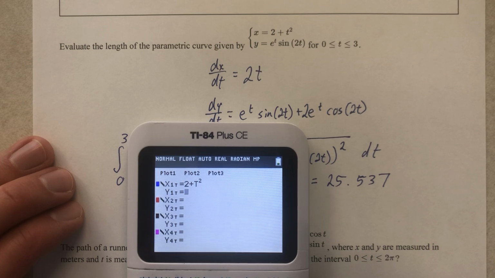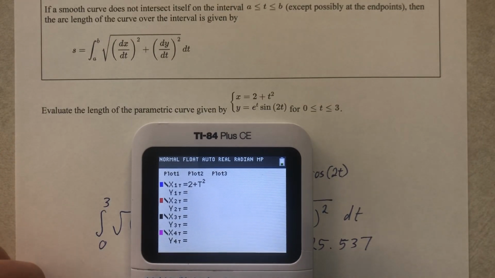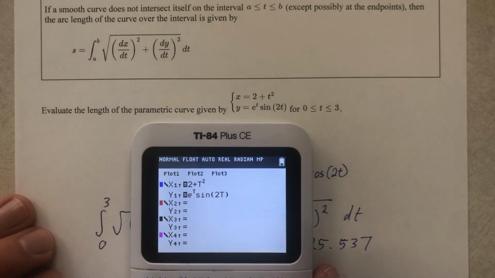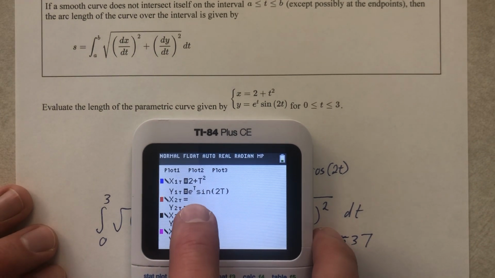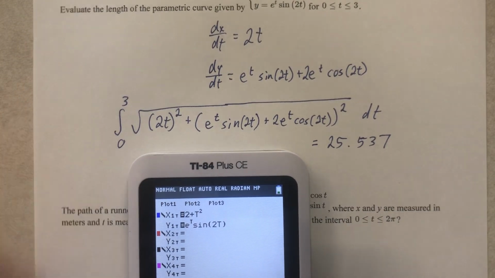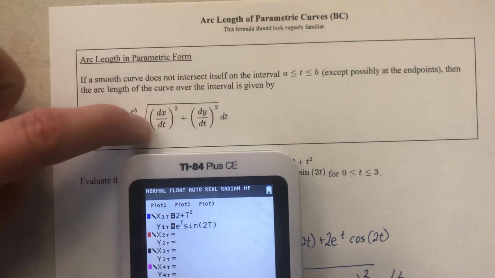And then the y is e to the t sine of 2t, okay? And I could find the derivatives and put them here. I'm actually not. I'm going to jump straight to the big idea. Well, let's do it here. Let's do it from there.